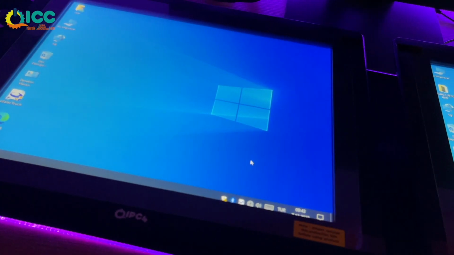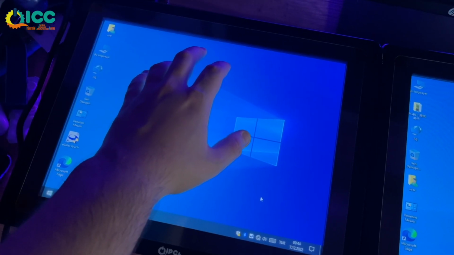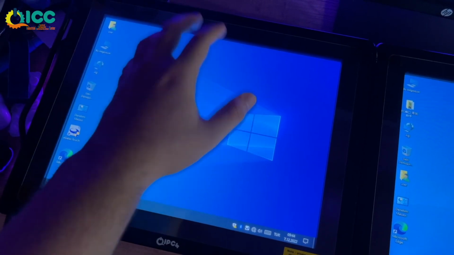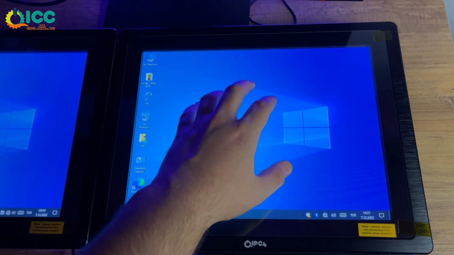As you can see, the main differences between capacitive and resistive screens are what I am explaining to you. On the left is a resistive touchscreen, on the right is a capacitive touchscreen with multi-touch support.